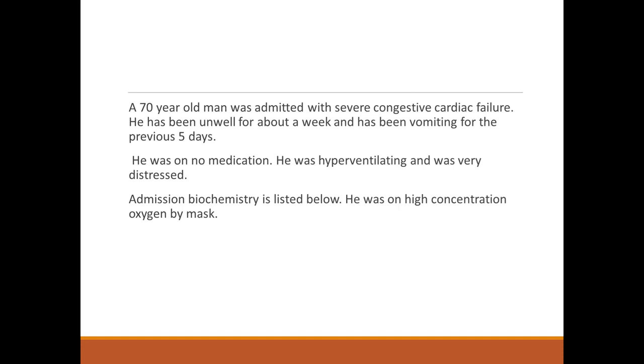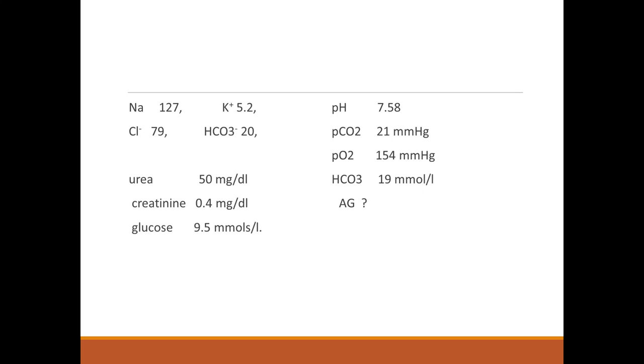A 70-year-old male with severe congestive heart failure and several weeks of unwellness, vomiting is there, no medication, and the admitting biochemistry is this. The pH is 7.5, alkalotic, with PCO2 washout. So respiratory alkalosis is there. What about the bicarbonate, the anion gap, and the delta delta? The anion gap is raised and the delta delta is obviously more than 2, the delta anion gap by delta bicarbonate.